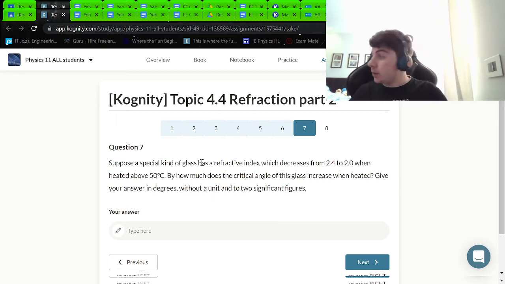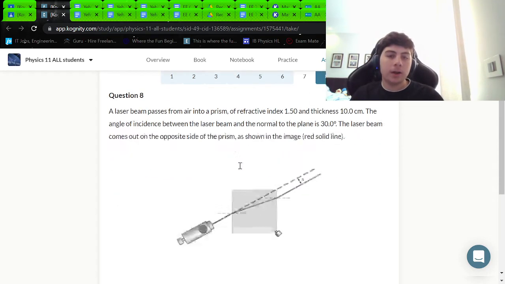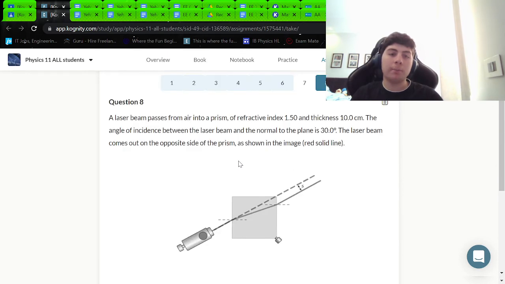Suppose a special kind of glass has a refractive index which decreases from 2.4 to 2 when heated above 50 degrees. How much does the critical angle of the glass increase when heated? What? Skip.